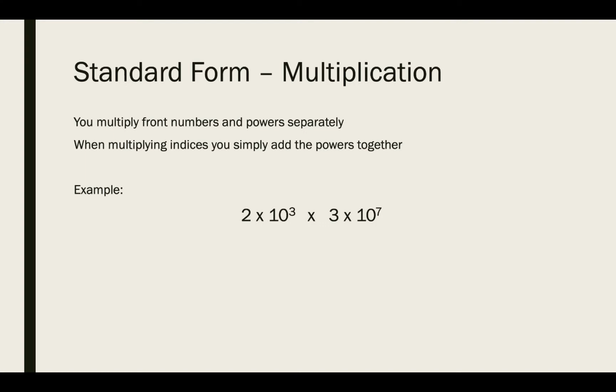To multiply, you have to multiply the front numbers and the powers separately. When multiplying indices, you simply add the powers together. So let's have a look at this.